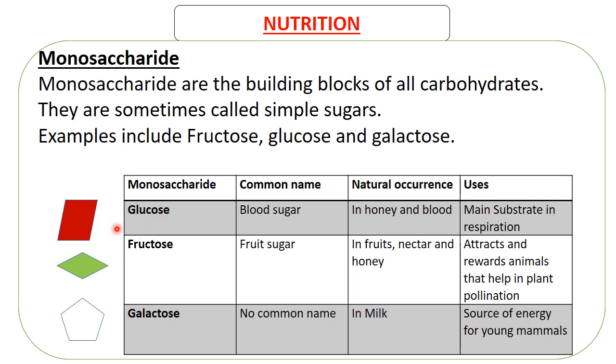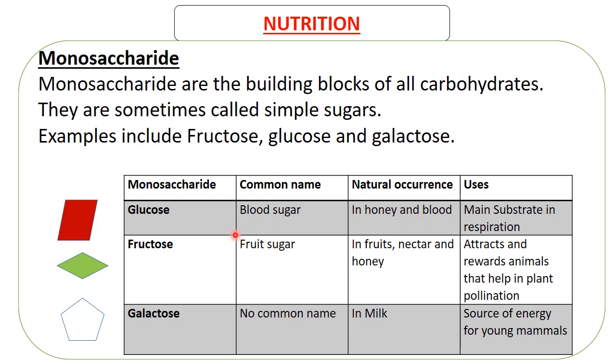Glucose, this one here, has a common name, a name that is used instead of the scientific word glucose: blood sugar. That's why maybe I've colored this red. So glucose is blood sugar. It is usually found in honey and in blood. What are its uses? Glucose is the main substrate in respiration. Remember, respiration is the process by which living organisms make energy from food. Glucose is the type of food which is broken down to make this energy.